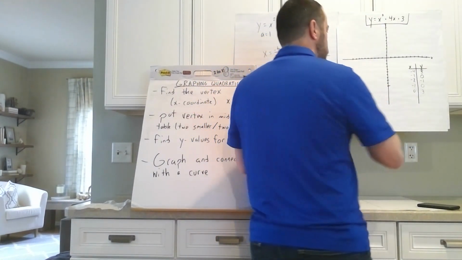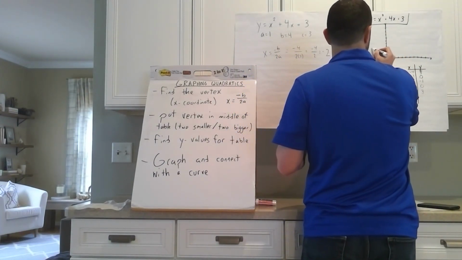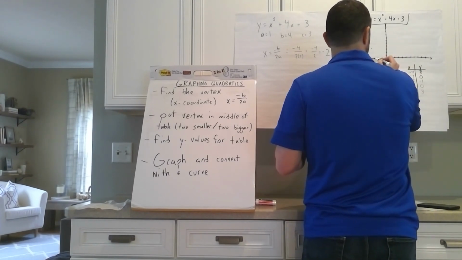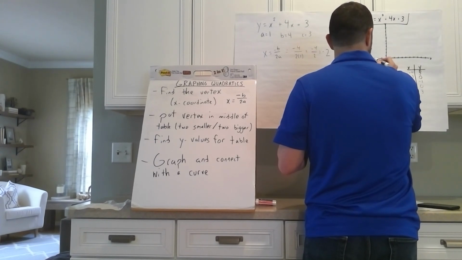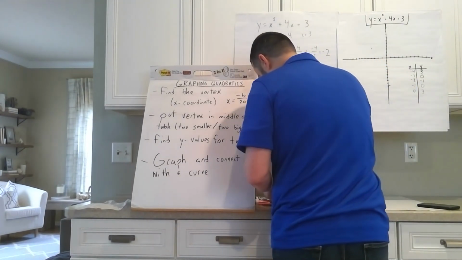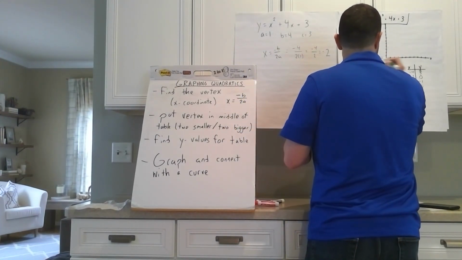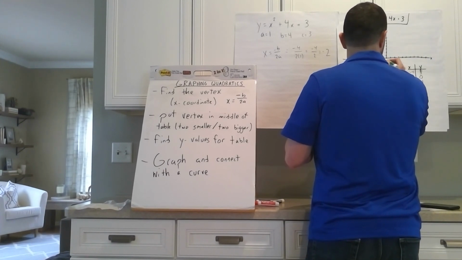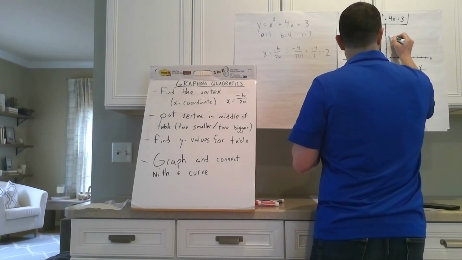All I'm going to do is graph. So negative 4 is over here, and positive 3. Negative 3 and 0. Negative 2. And negative 1. Why don't I use a different color here? Negative 2. Negative 1. Negative 1 and 0. And 0 and 3. We connect them to make a curve.